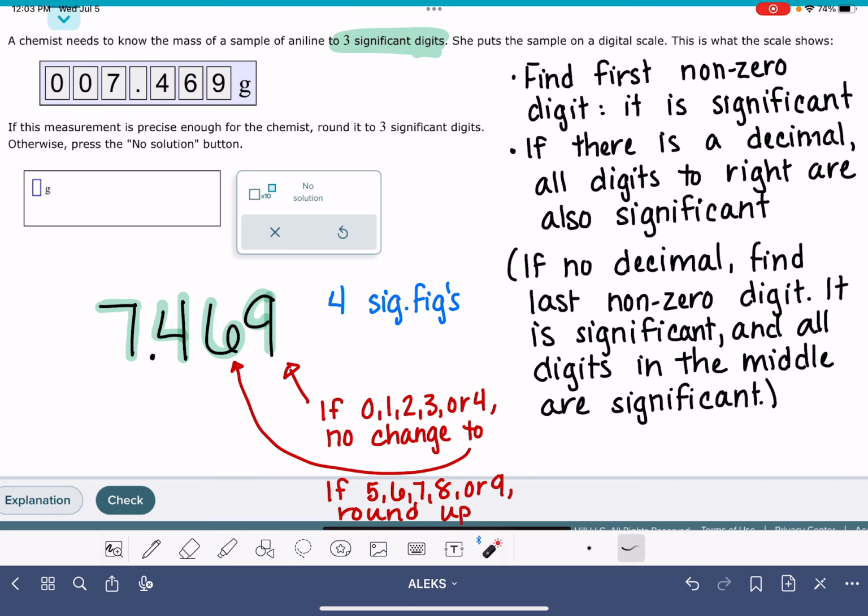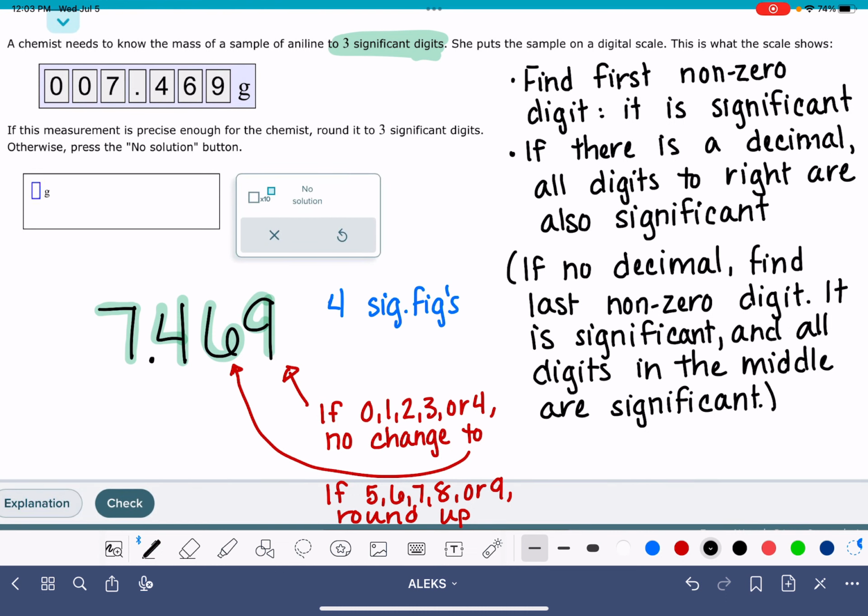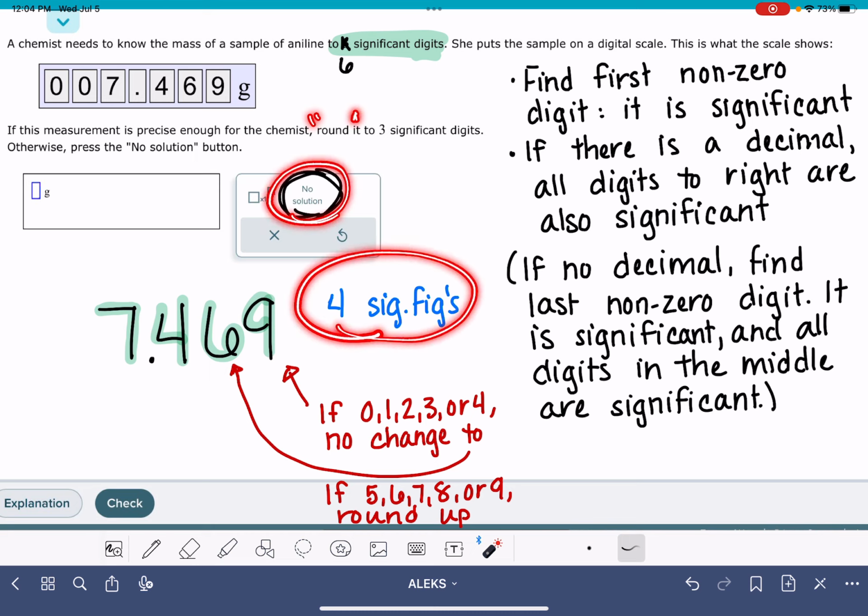Now, the only situation in which you would say no solution is if ALEKS wanted you to round to a number that had more significant figures than what you started with. So for example, in this particular problem, I started with 4 significant figures, and if ALEKS was asking me to round it to 5, I would need to say, no, I cannot do that. Or if ALEKS wanted it to 6, I would say, no. You can't just slap some zeros on the end and call it a day. That's not allowed. So if ALEKS is asking for you to round to more significant figures than what you started with, your answer is no.